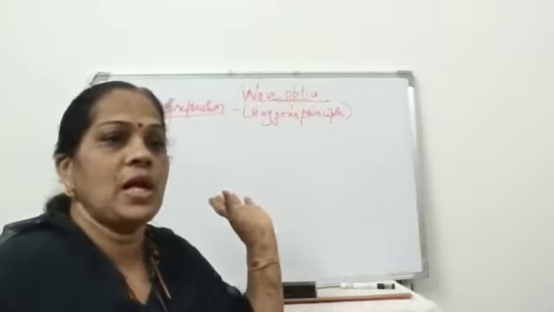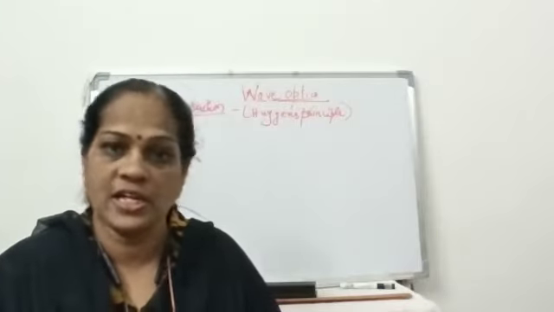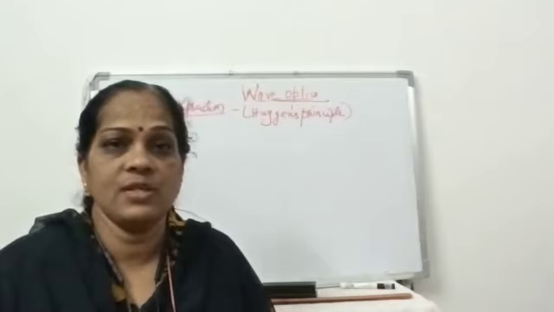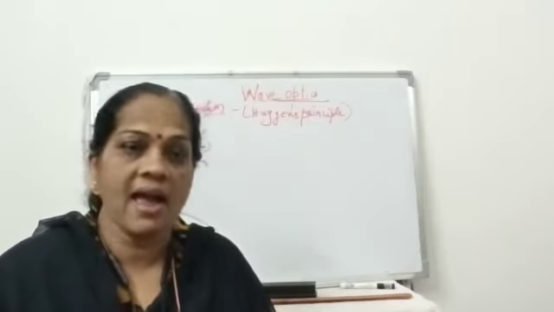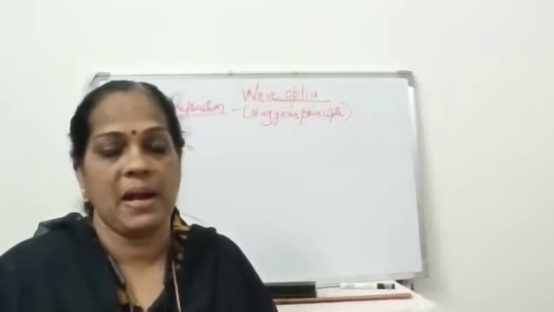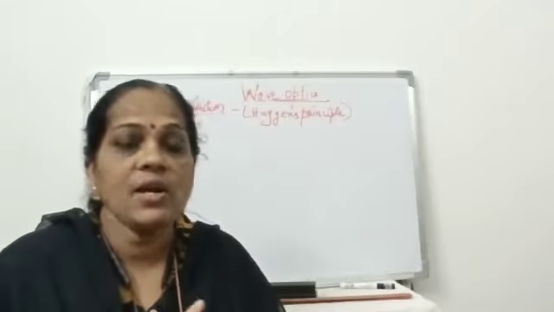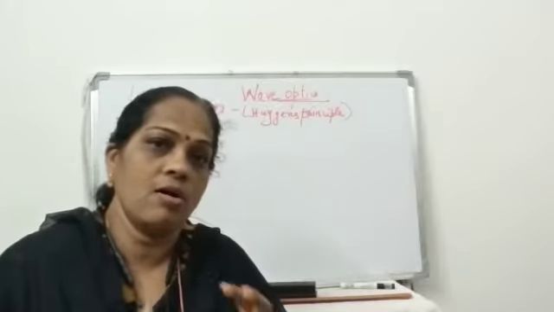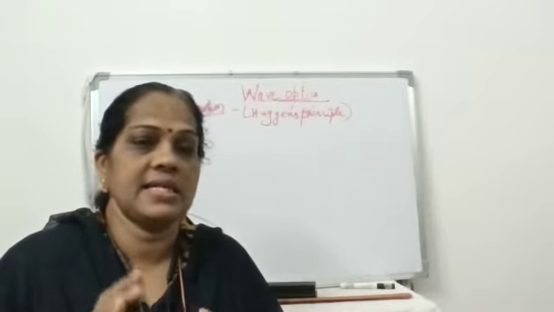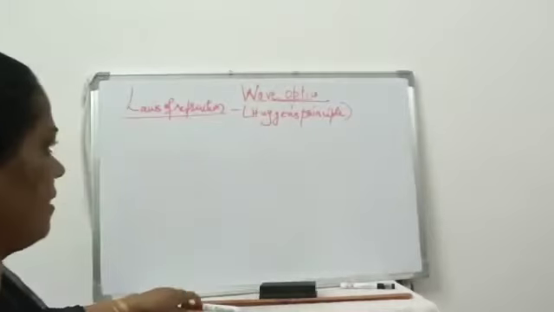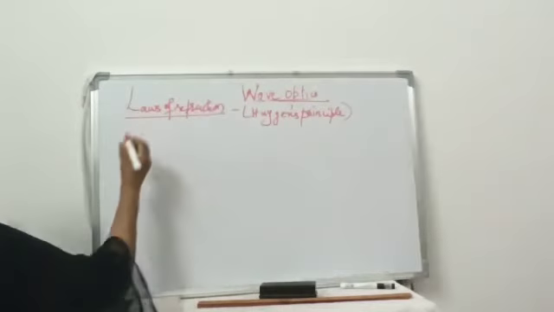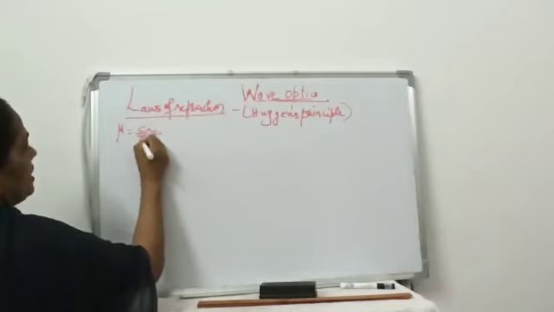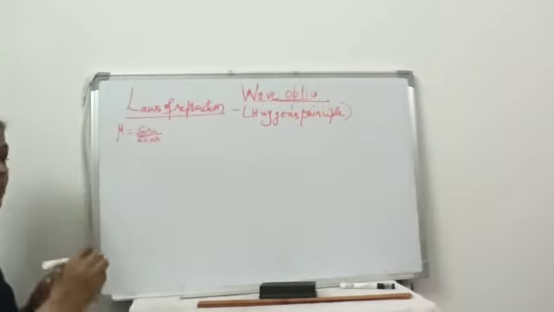Now we are going to prove the laws of refraction based on Huygens' principle. So what is the first law? The incident wave, the refracted wave and the normal all lie in the same plane. That we know. The second one is Snell's law. What is Snell's law? Mu, the refractive index, is equal to sin i by sin r. These two laws of refraction we are going to prove now. Mu equals sin i by sin r.